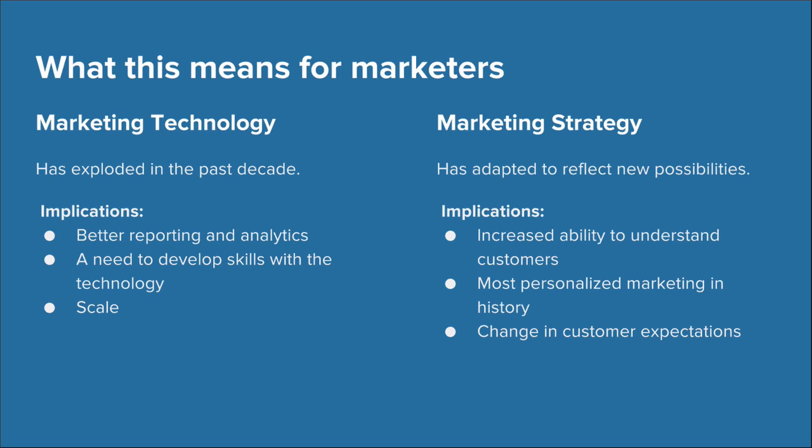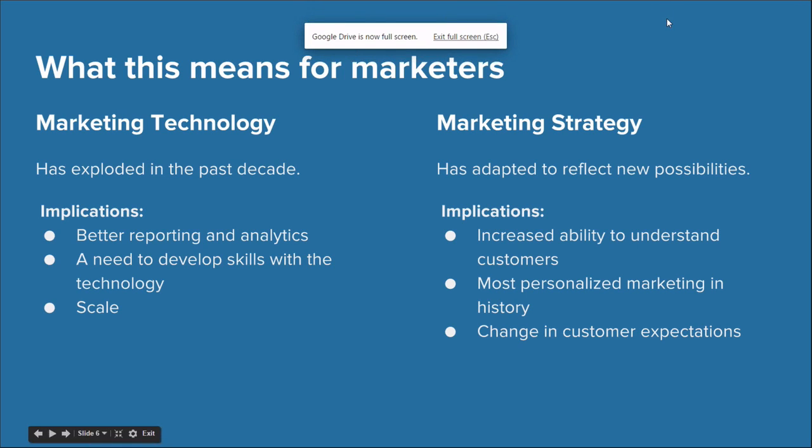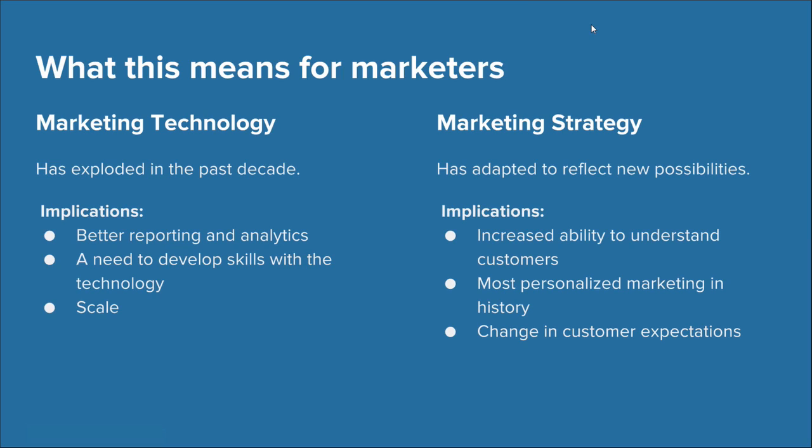We have the ability to scale at a mid-market or even small business level. So this means our marketing strategy has to adapt too. So we have to adapt to the new possibilities for our customers, right? So we have an increased ability to understand them based on more data. And we also have the ability to use this data to create the most personalized marketing in history.